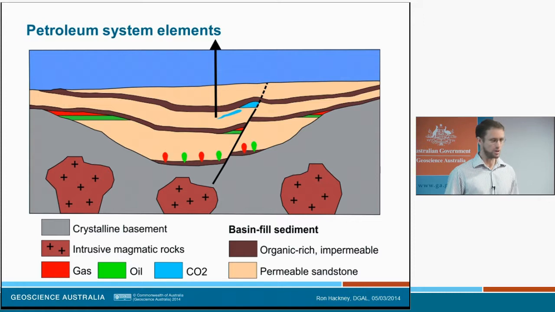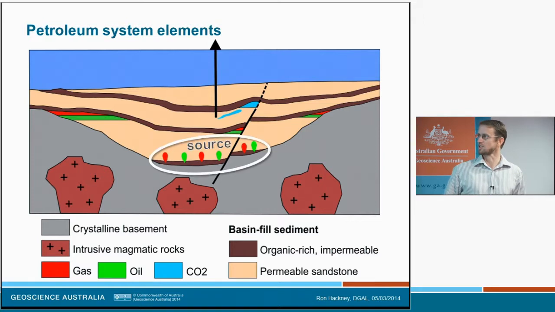So we have to have somewhere where we get the hydrocarbons from. And in this little simple diagram here, they're being squeezed out of these rocks down here, or cooked out of the organic-rich rocks quite deep in the basin. So this would be our source region.